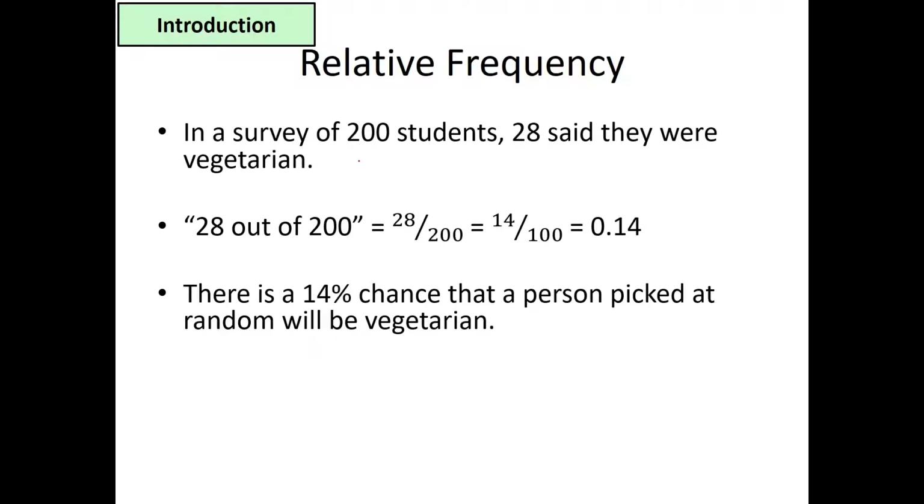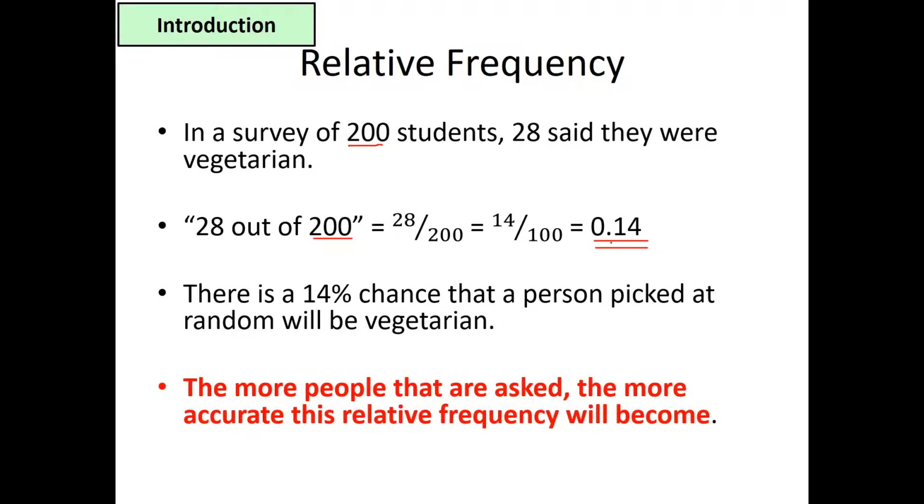Now, obviously, there aren't 200 people in the school. In our school, for example, there are approximately 1,500 students. If I scale that up, I would still predict 14%. 14% of 200 is 28, but 14% of 1,500 is a bigger number. So I could estimate how many vegetarians there are in the school by taking my relative frequency from my sample of 200 and applying it to a bigger population, so 2,000 pupils or 10,000 pupils or whatever it might be.